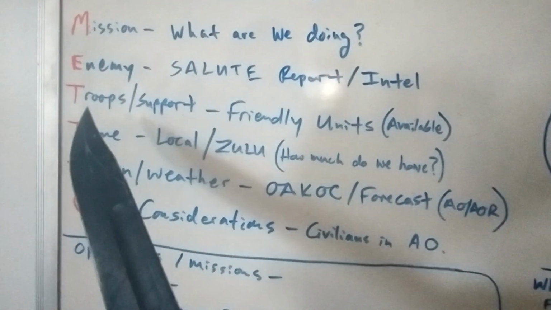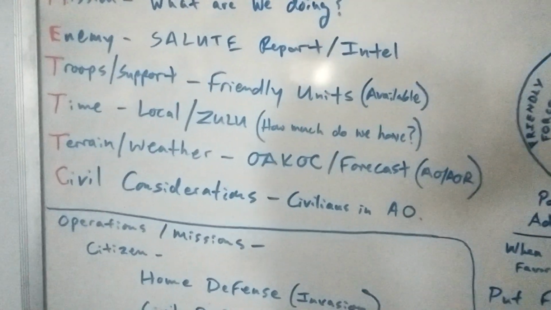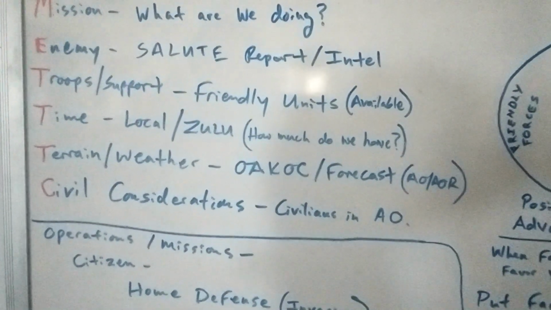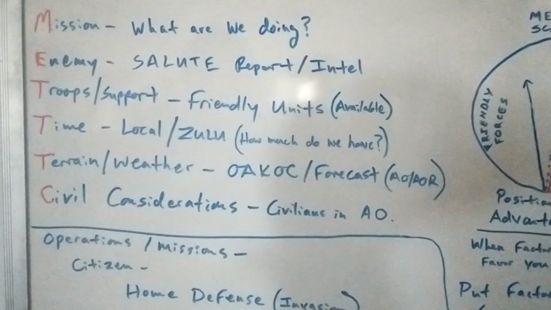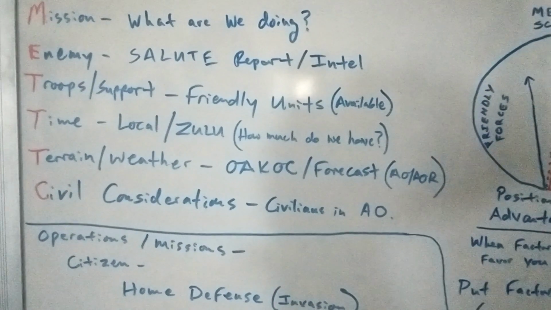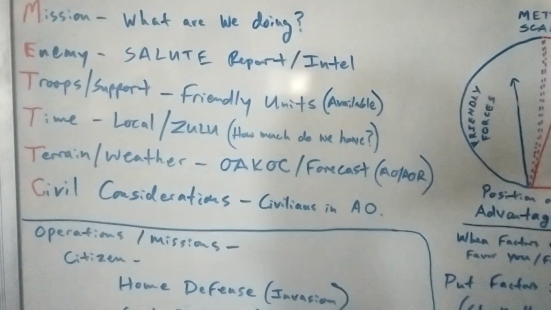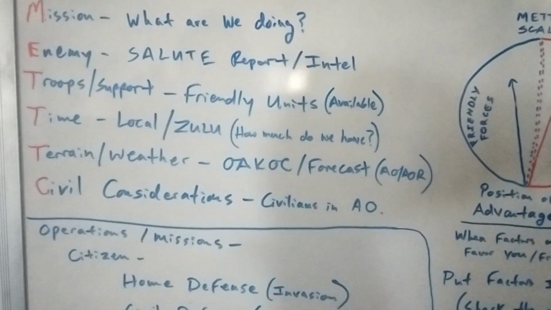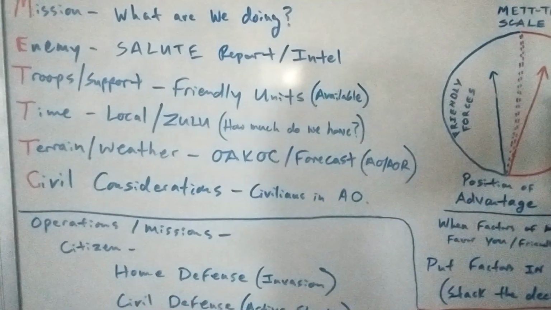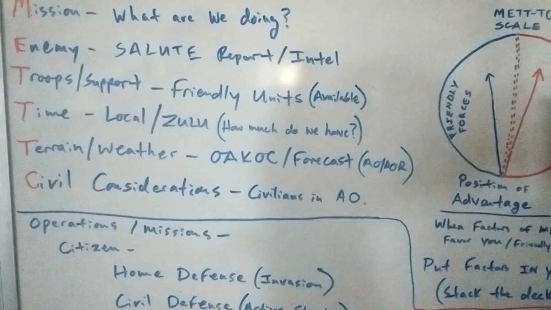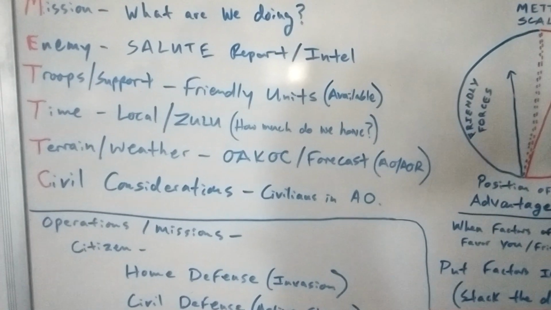And we got troops and support, friendly units that are available. The key word is available. You want to make sure that when you're factoring METT-TC, you only use assets that are available to you. You can't call in airstrikes if you don't have air support, right? Can't call in artillery if you don't have artillery support or it's not available. Let's say that artillery is only available at a certain time or air is only available at a certain time. Well, if it's not available, you ain't got it, period.